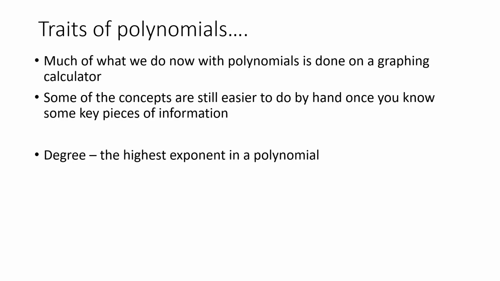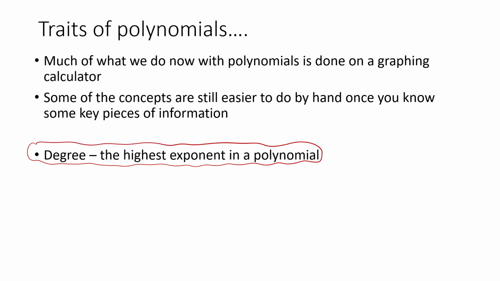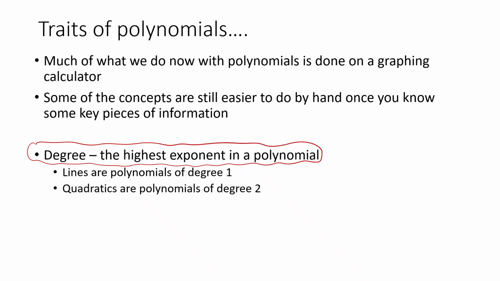Starting with degree. Degree is simply defined as the highest exponent in a polynomial. If you're taking notes, whether you're doing this in place of a lesson or to supplement your notes, I would write that down. When we talk about the degree of a polynomial, we're referring to the highest exponent in that polynomial. For example, lines are polynomials of degree 1 and quadratics are polynomials of degree 2.